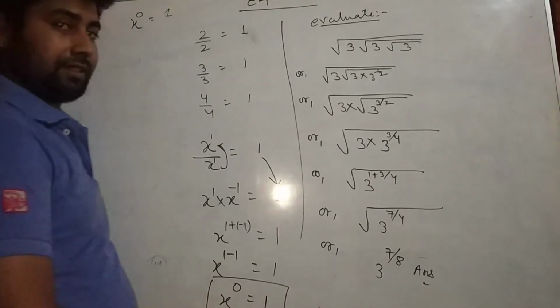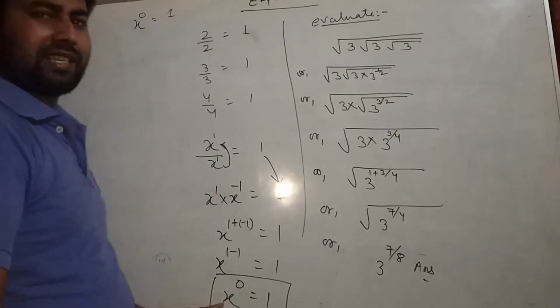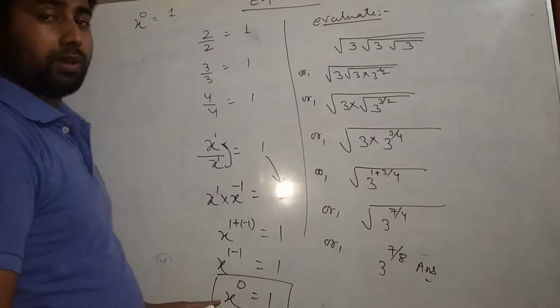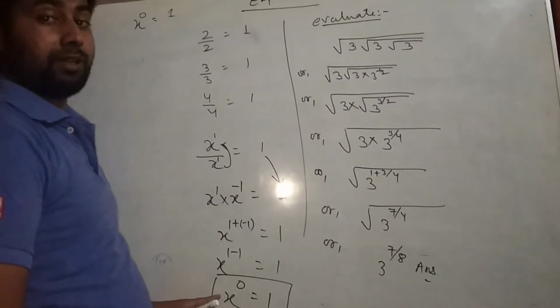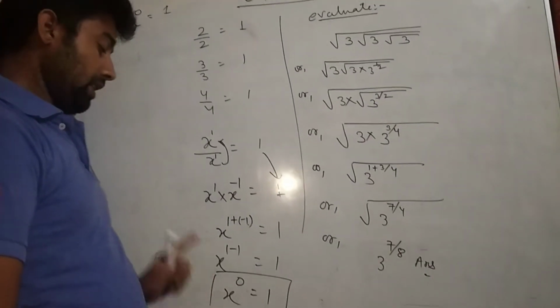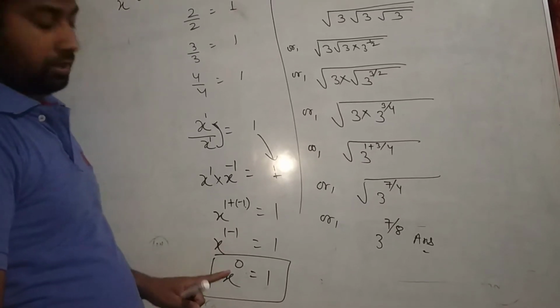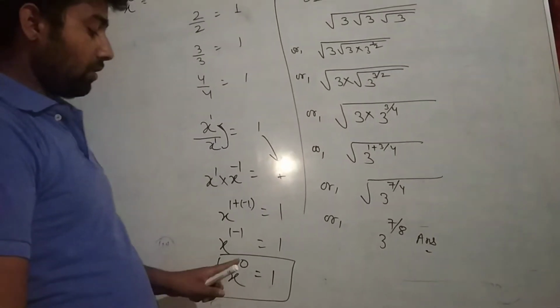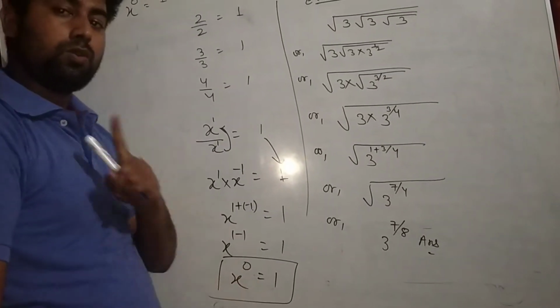Now students, you can see that x can be any number. It can be 4, it can be 5, it can be 100, it can be a lakh, it can be 1000, any number, but it should not be equal to 0. So any number having power 0 will always be equal to 1.